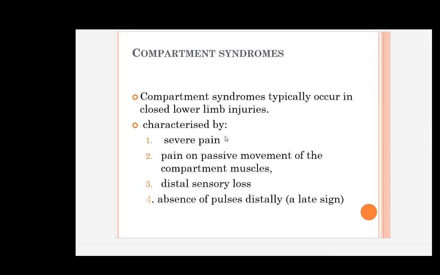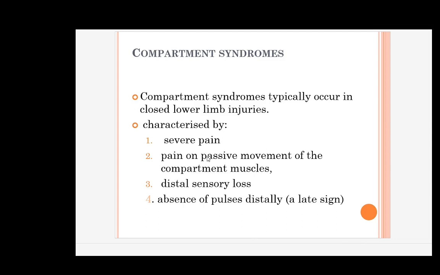Usually, the features are different because of the intense pressure it causes. What happens is the blood flow, the arterial flow as well as the venous flow, is compromised. So the patient usually has, number one, severe pain in the limb, pain on passive movement of the compartment muscles, and most importantly, the pulses will not be felt distally, and he'll also have some amount of sensory loss. Now the problem is, we don't wait till the pulses disappear, because by the time pulses disappear, it is probably a situation where we may have lost the limb.